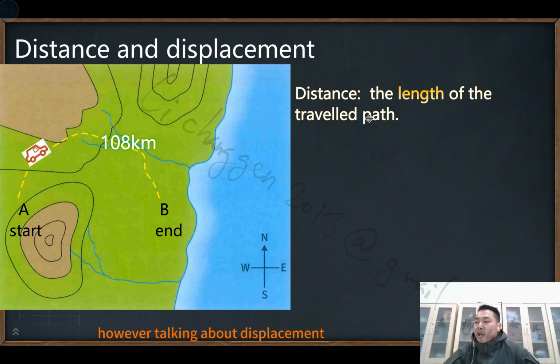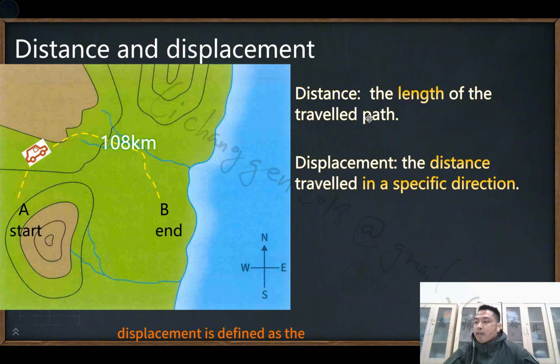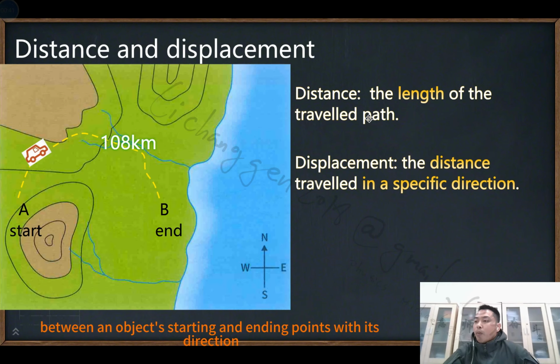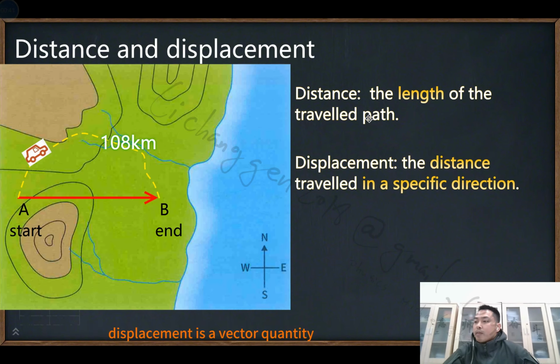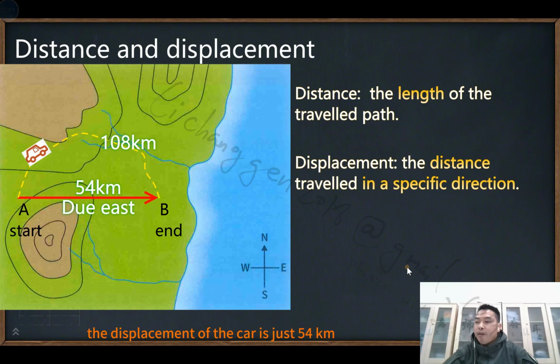However, talking about displacement, it is very different. Displacement is defined as the distance traveled in a specific direction, or simply the straight-line distance between an object's starting and ending points with its direction. Displacement is a vector quantity, so it has both magnitude and direction. And in the same case, even if the car takes a curved path, its displacement will be the straight-line distance from the starting point to the ending point, along with the direction of the straight line. As you can see, the displacement of the car is just 54 kilometers with the direction due east, since position B is in the east of position A.